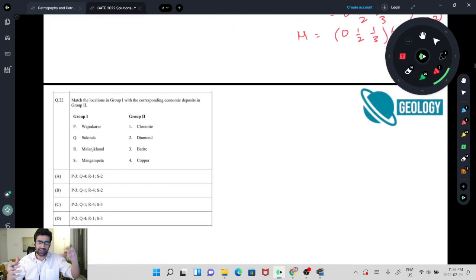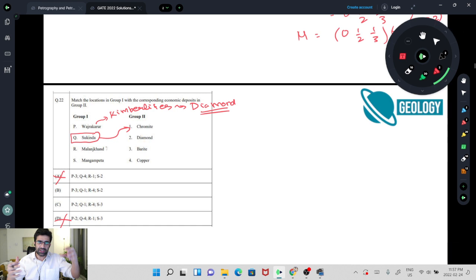Match the following. So Wajrakarur is famous for kimberlites, where you get diamond deposits. Anyway, you don't need to know all these options. At least Sukinda you should know. You have the chromite deposits in Sukinda. So Q will go with 1. That eliminates A and B already.